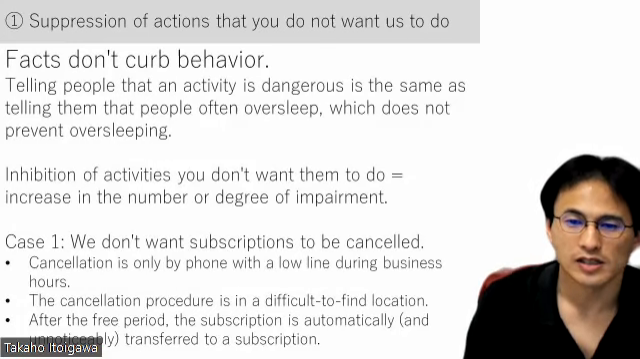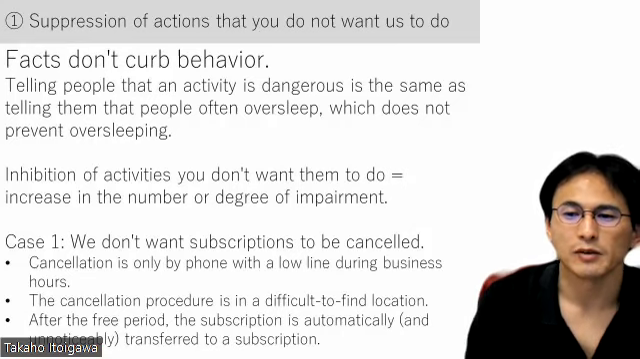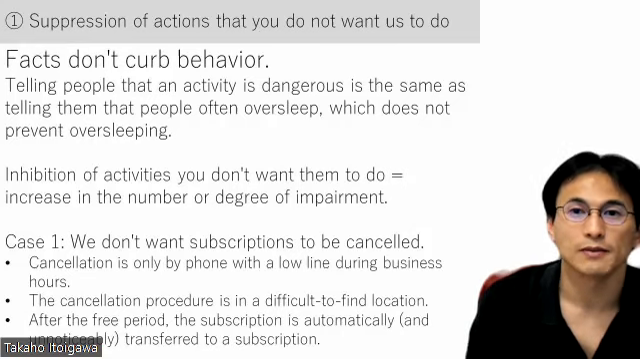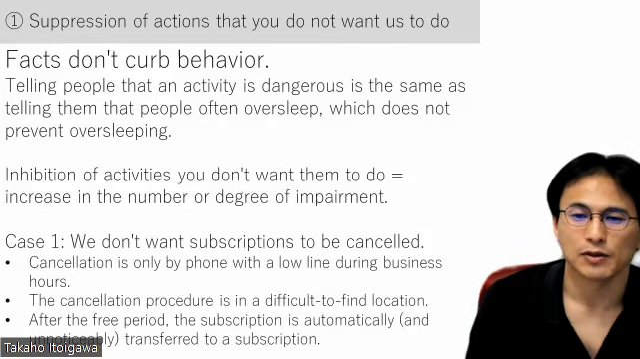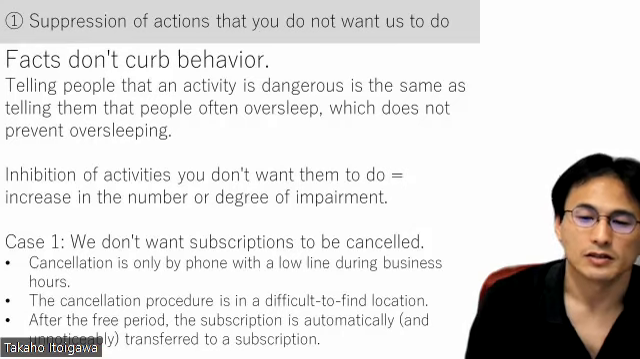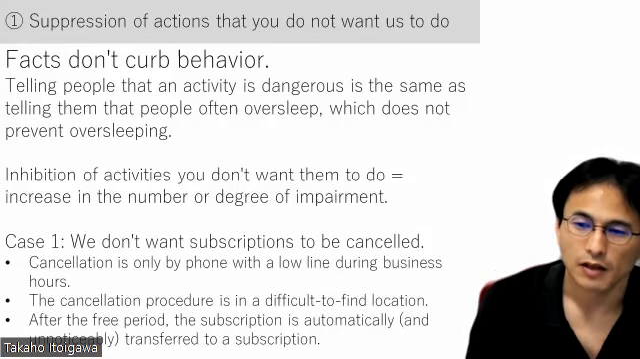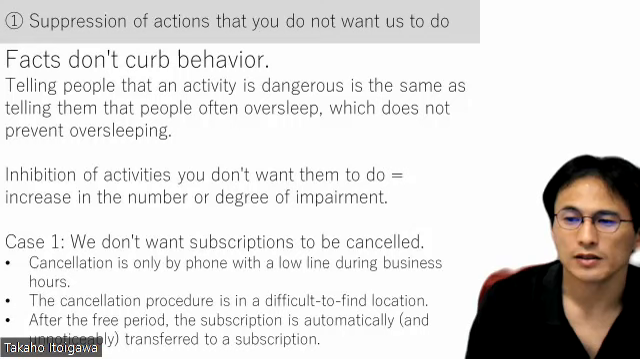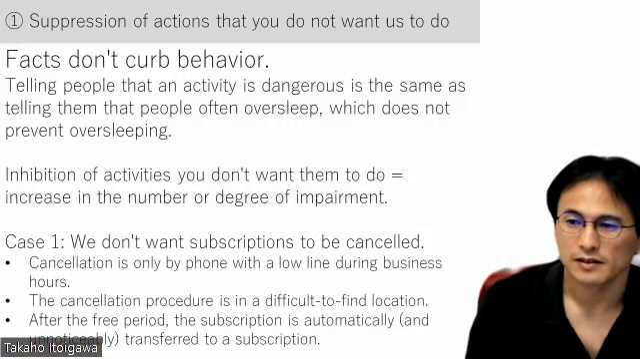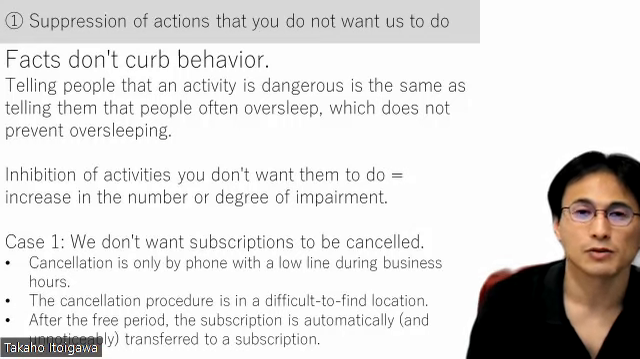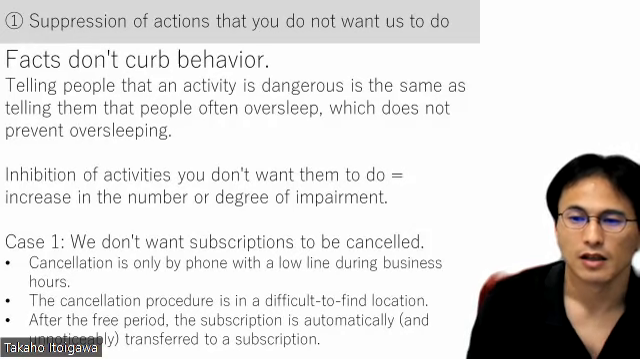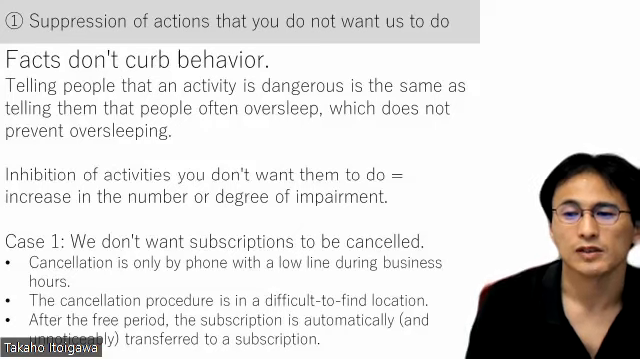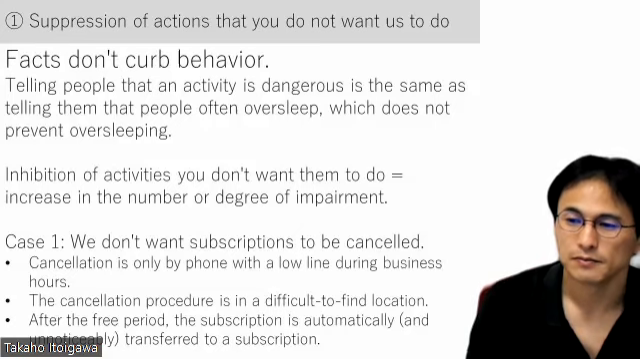To discourage undesirable behavior, it is effective to create more and stronger psychological barriers to the behavior in the process leading up to its occurrence. For example, a company that offers a subscription service does not want subscribers to cancel their subscriptions. Therefore, the first perspective is used.